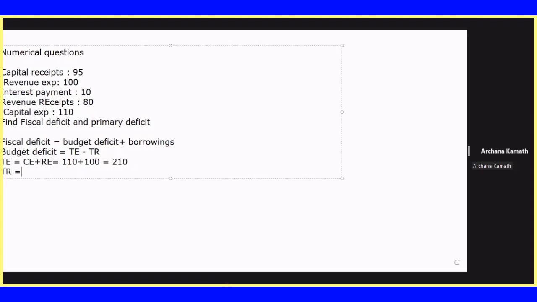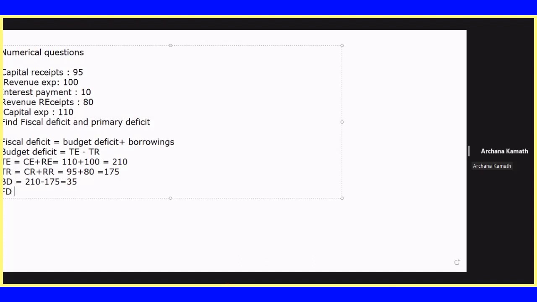Total revenue, same procedure: capital receipts plus revenue receipts. Capital receipts is 95, revenue receipts is 80. So 175 is your revenue side. Therefore, budget deficit will be equal to 210 minus 175. 35 is your budget deficit.